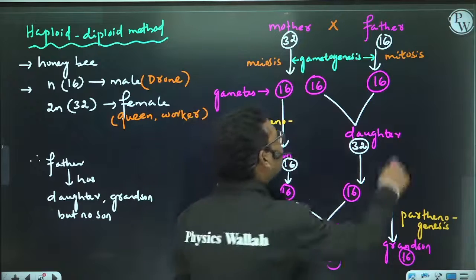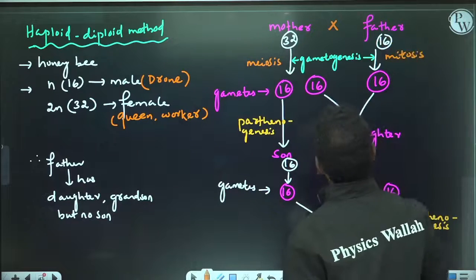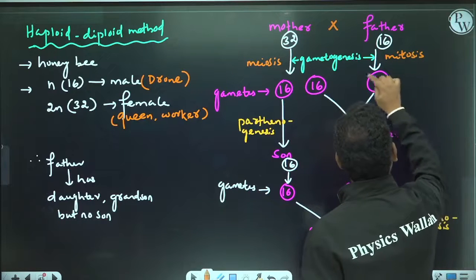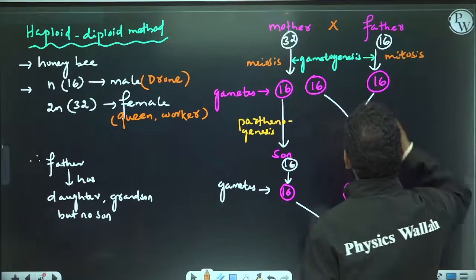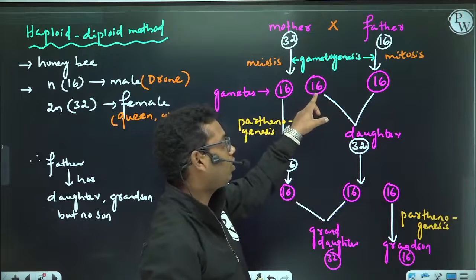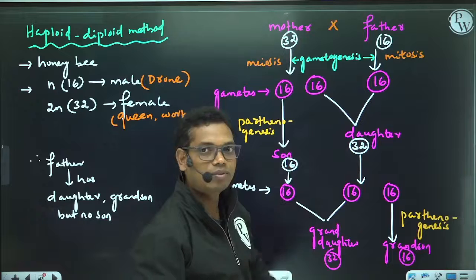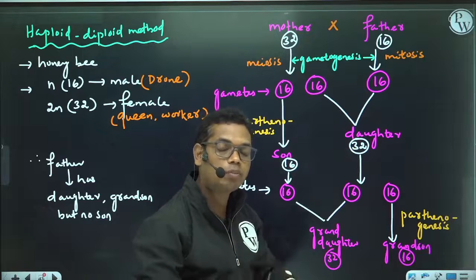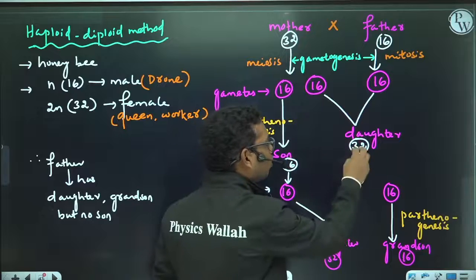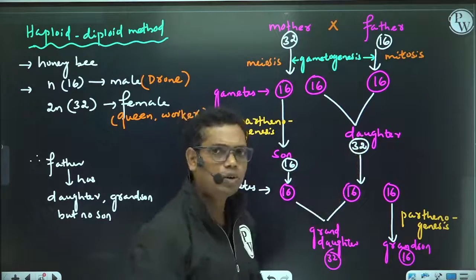But the father, being haploid in nature, cannot undergo meiosis. It will undergo gametic mitosis and produce the gamete, and this is the sperm. This sperm will fuse with the female gamete, the egg, to produce the diploid cell, the zygote, and that zygote will develop into the daughter. So this will have 32 chromosomes. That means this will be 2n.